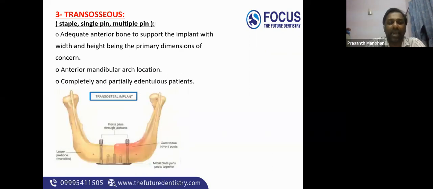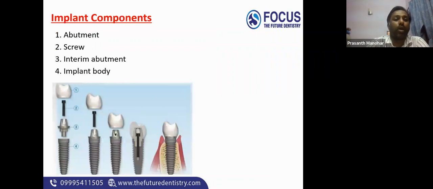Transosseous implants are placed only in the mandibular anterior region, when you don't have sufficient width or height for the primary retention or primary stability of an endosseous implant. Then we will go for transosseous implants in the mandibular anterior region. They can be used for partially edentulous or completely edentulous patients. Clear?